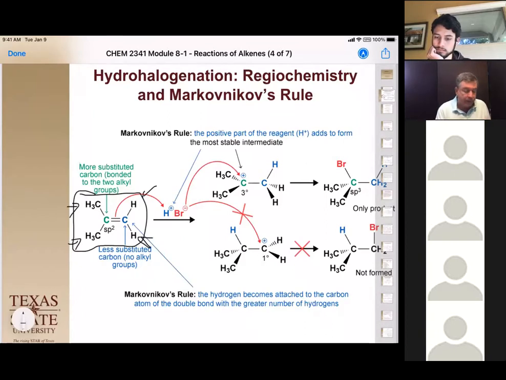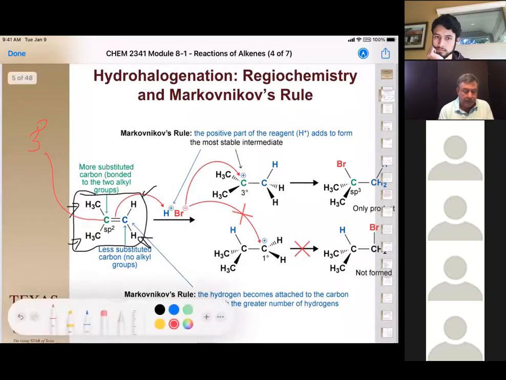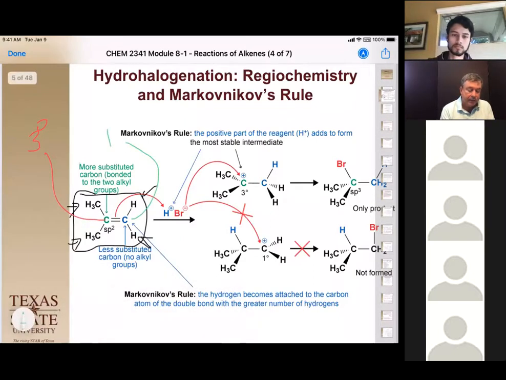Which means if we created a carbocation on this carbon here, it's going to give us a tertiary carbocation. And if we created a carbocation here, it's going to give us a primary carbocation. Okay, so just from that argument, where do you think that first hydrogen is going to add? It's going to add to the side that gives us the most stable carbocation. What that is commonly known as is the hydrogen goes to the side with the most hydrogens. But the underlying reason is that it forms the more stable carbocation.